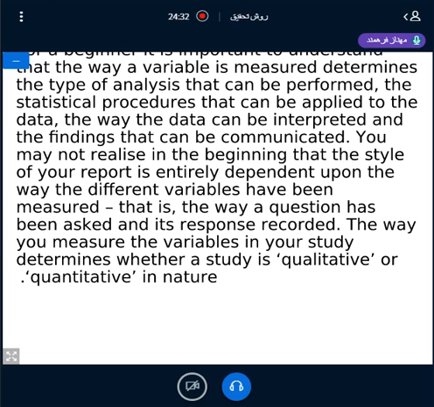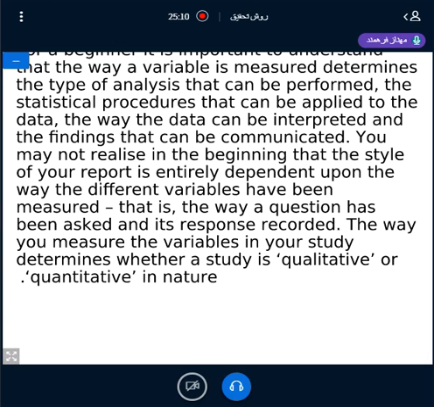Okay, now I'm going to read it for you. For a beginner, it is important to understand that the way a variable is measured determines the type of analysis. So please notice the way a variable is measured determines the type of analysis that can be performed, the statistical procedures that can be applied to the data, the way the data can be interpreted, and the findings that can be communicated.